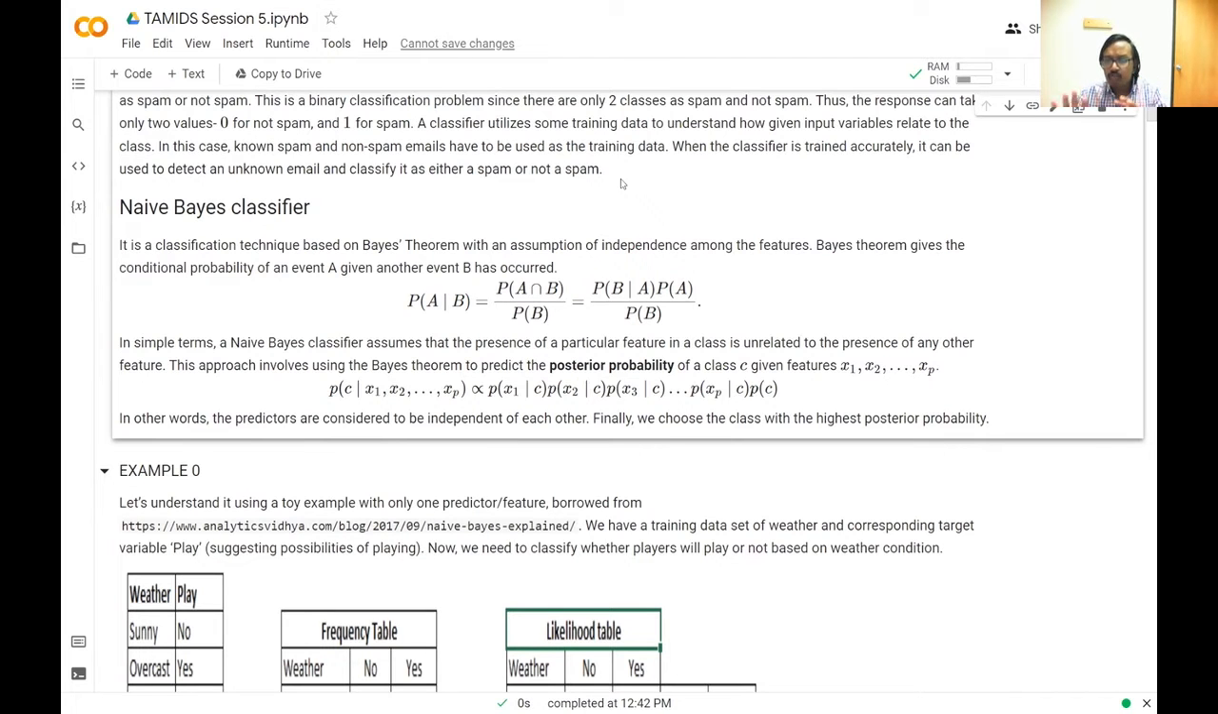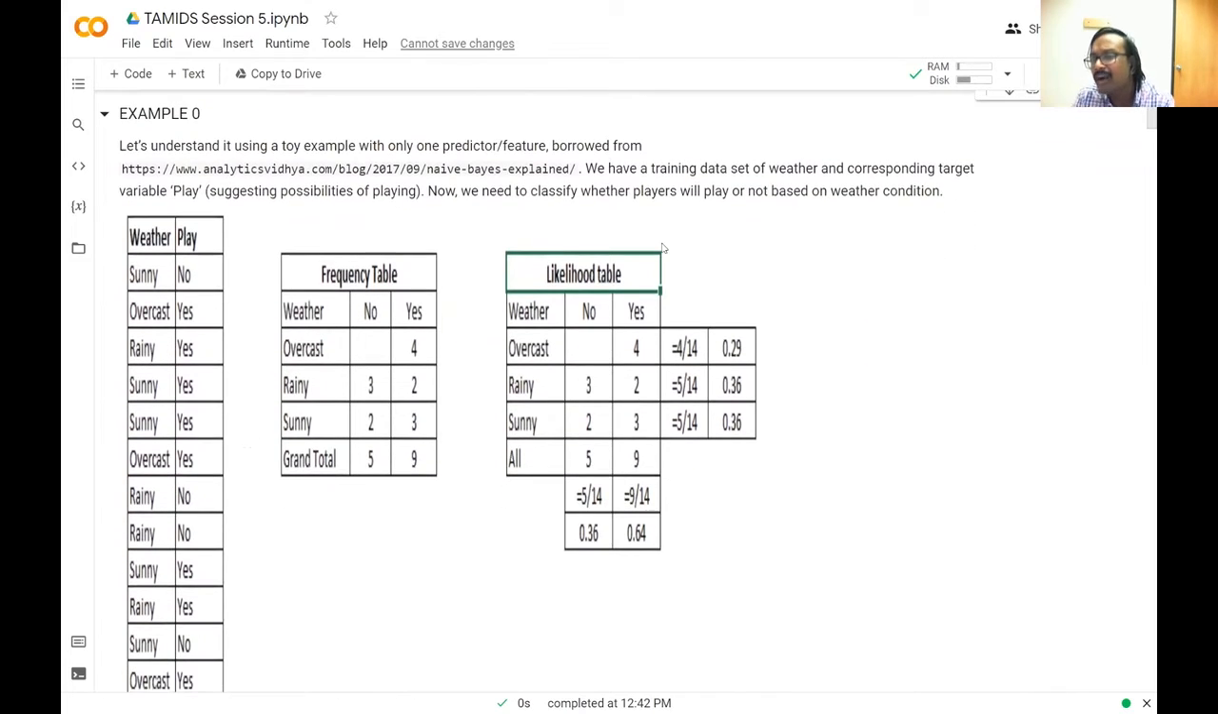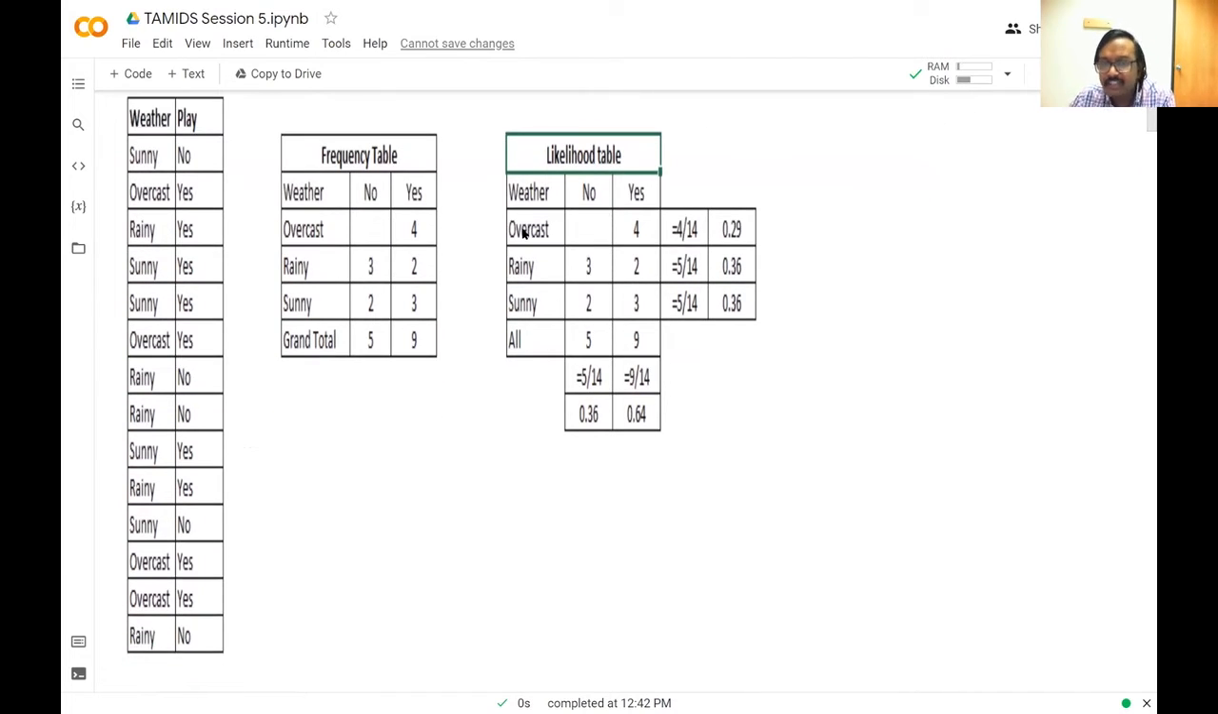Now, this overall theory of the Bayes classifier that we just talked about using the Bayes theorem, let us try to understand that with an example. For this example, I just have one predictor or feature, and I'm just going to explain how we use the Bayes theorem to make a classification. So in this example, the feature is the weather forecast. So we have three kinds of weather forecast: overcast, rainy, and sunny.